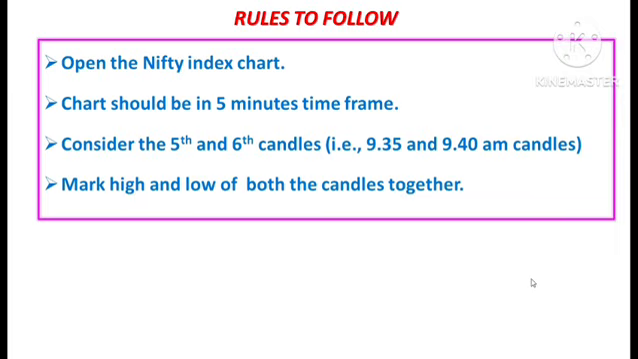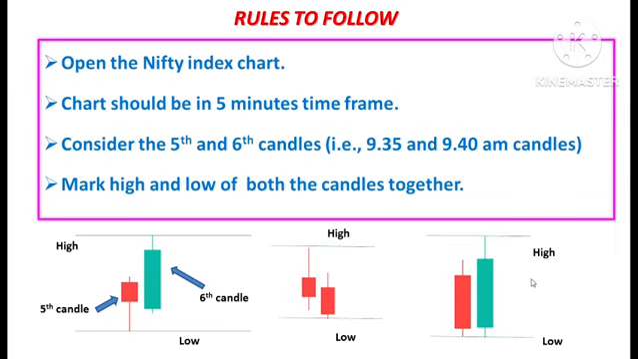I will show you how to mark the candles. Here you can see three examples: 5th candle and 6th candle. So let us see how to mark this high and low. Here you can observe one line is drawn above the high and one line is drawn at the low of both the candles. So you can see in the three examples, no need to bother about what type of candle it is, and no need to bother whether it is up or down or the same. Just mark the high of both the candles and the low of both the candles.